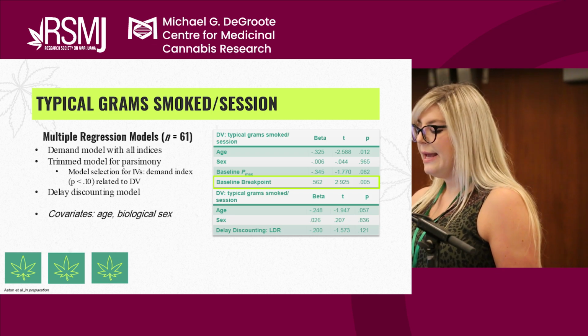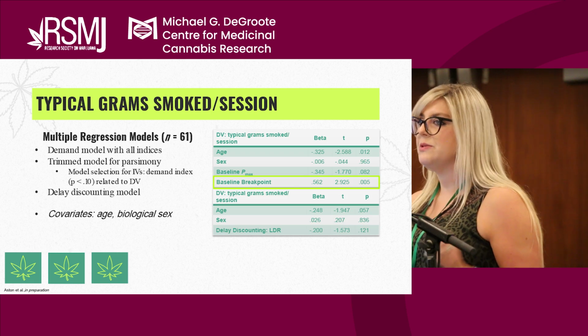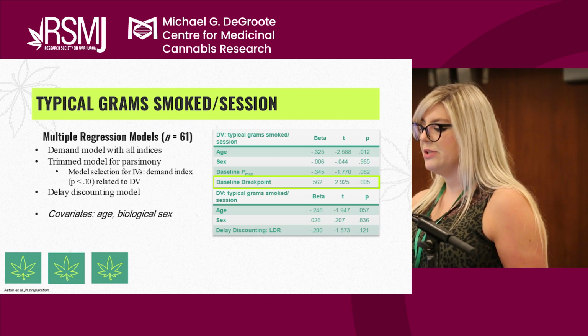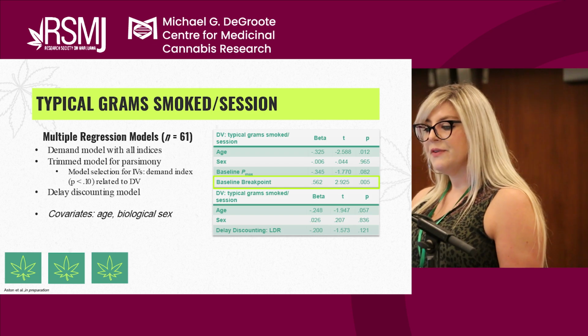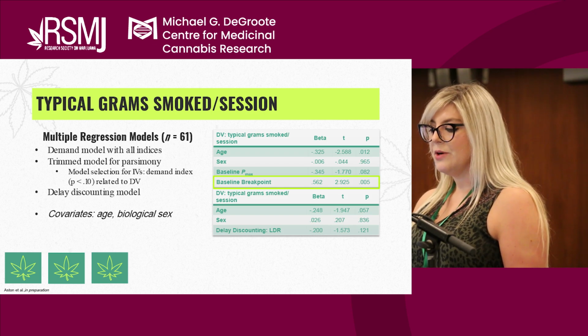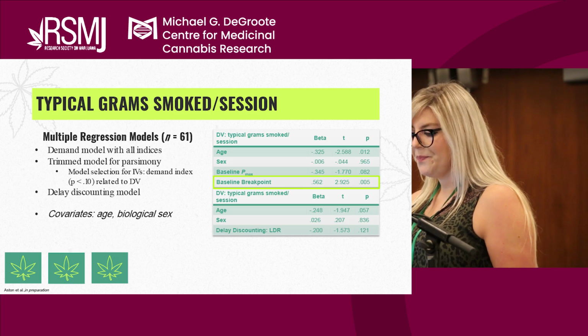So any demand index that had a p-value of less than 0.1 was retained in a subsequent model, and that's what I'll be showing. And then we always conducted the delay discounting model. In these first two models we're looking at this cross-sectionally; age and biological sex were covariates.